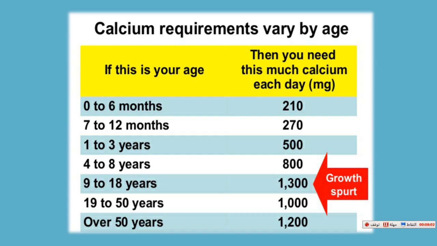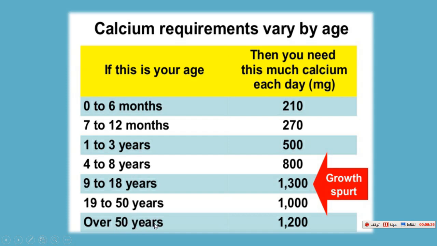From 9 to 18 years, 1300 milligram. From 19 to 50 years, 1000, and over 50 years, 1200 milligram. We see here from this picture the requirement of calcium varies by age, and the highest requirement of calcium is in two age groups: the teenager from 9 to 18 years, and also in old age.